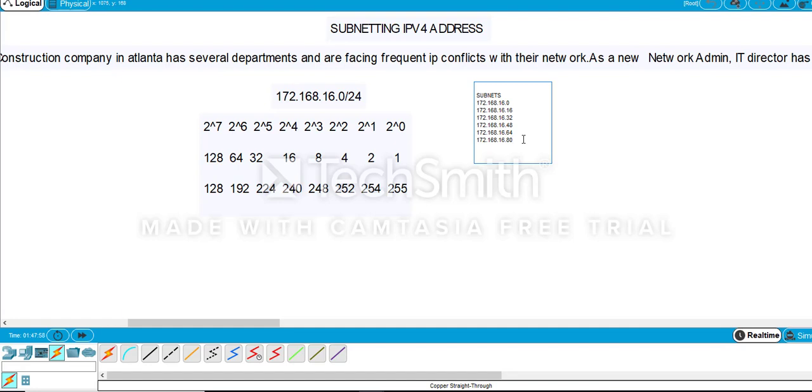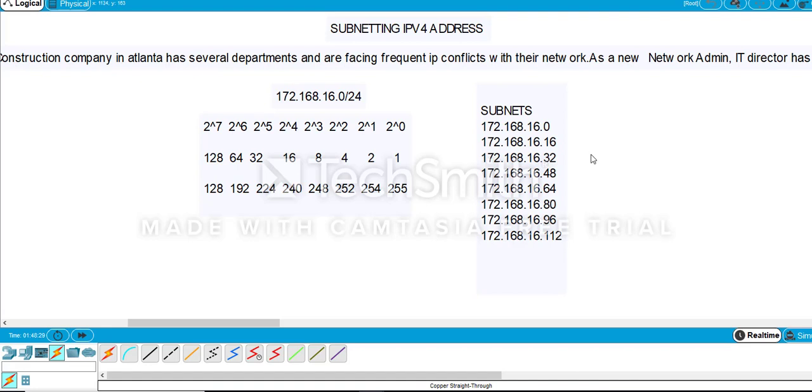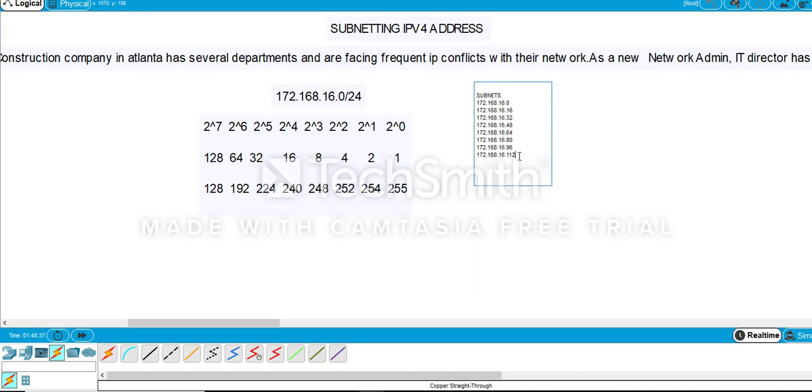So our network is going to be 80 plus 16, which is 172.168.16.96. Next one is 172.168.16.112. So how many networks do we have now? We have 1, 2, 3, 4, 5, 6, 7, 8. So one more, let's keep going.